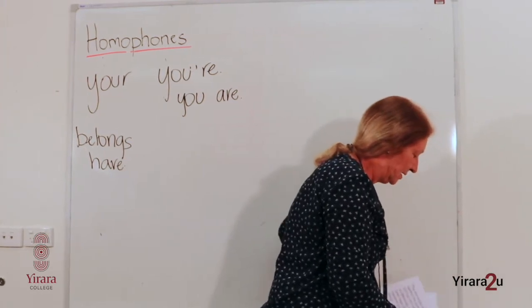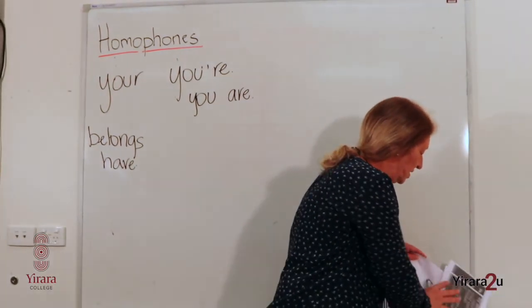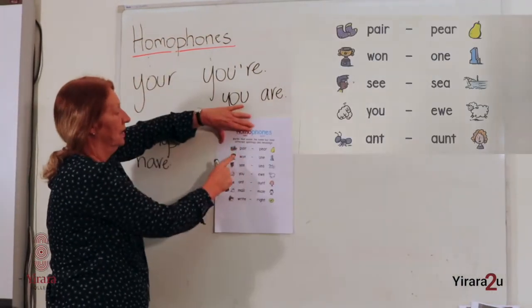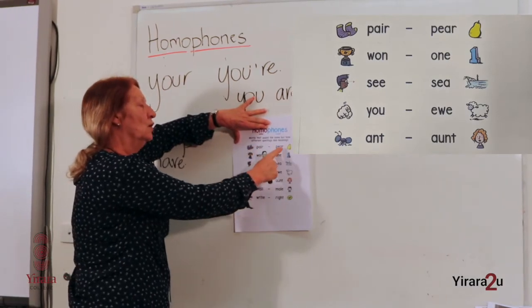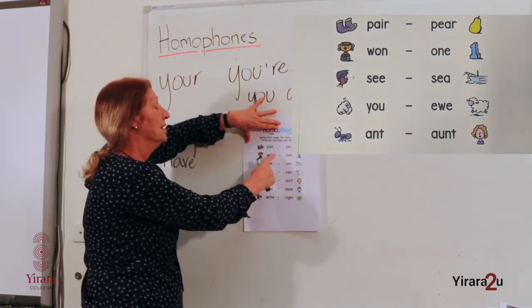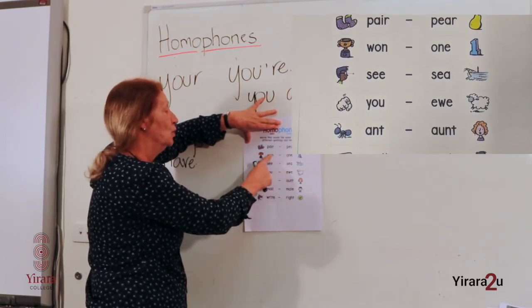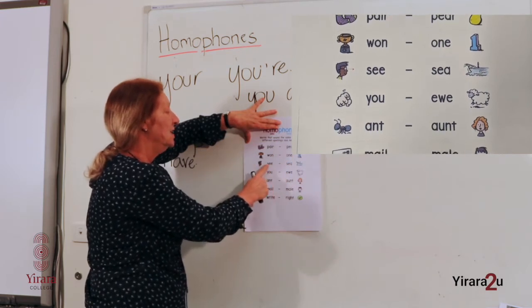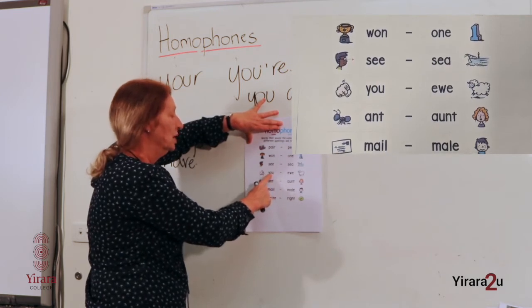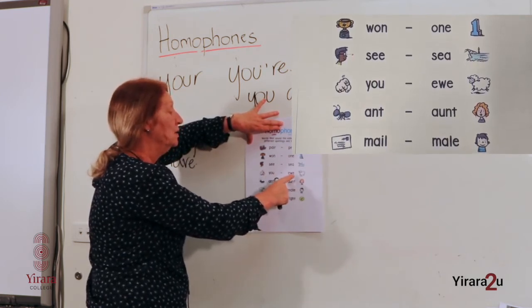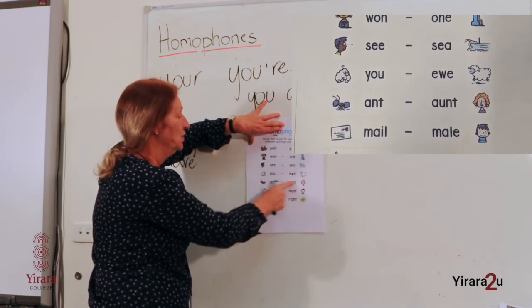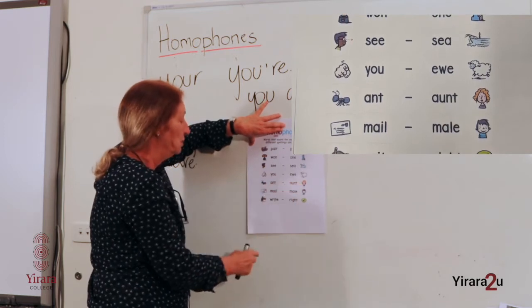Now, here's a few more that you're probably familiar with, and these are simple ones. So, a pair of socks or to eat a pear sounds the same. He won the race. There was only one person in it. One. I can see. I went to the sea. You should be here now. Or in the paddock, there was a ewe, a female sheep. This one's no good to us. This is an American saying, so I'm not going to talk about this.